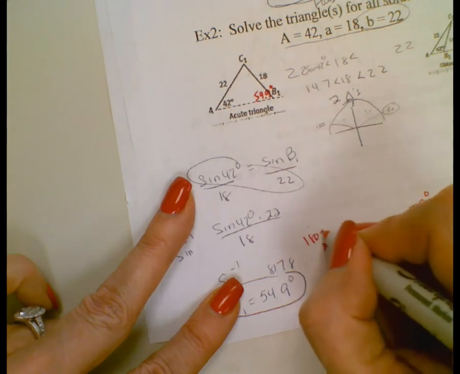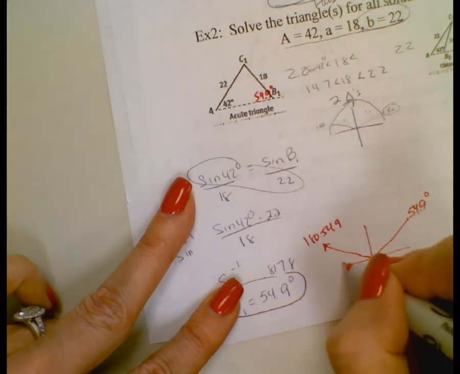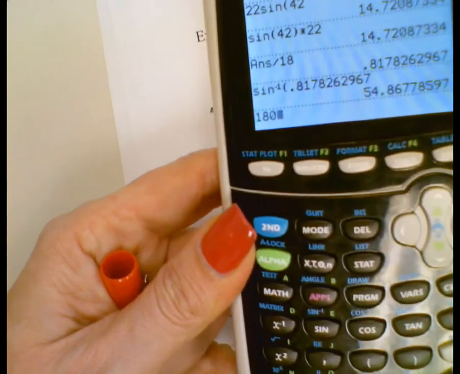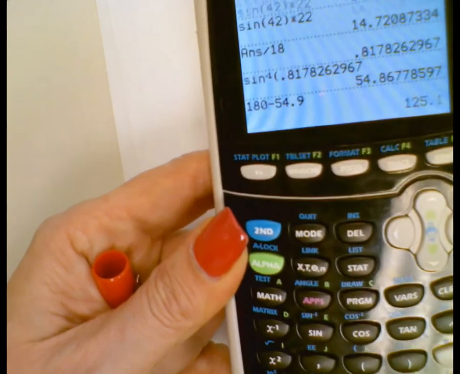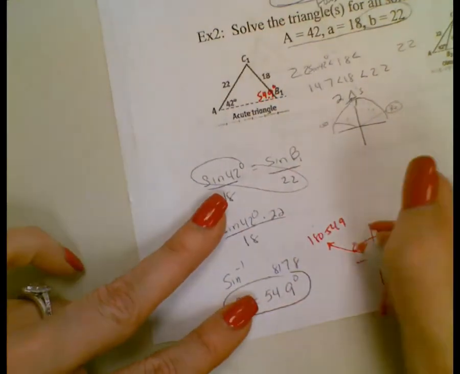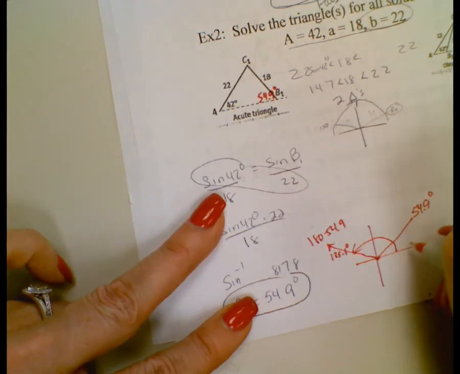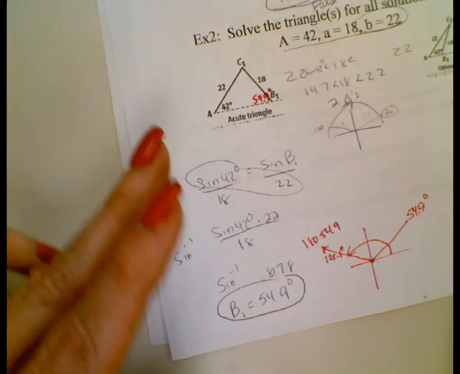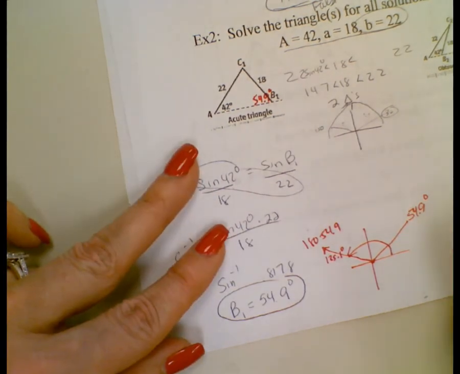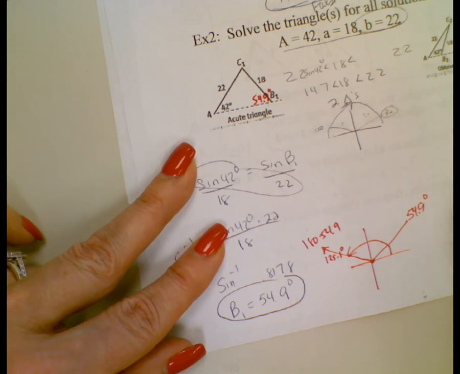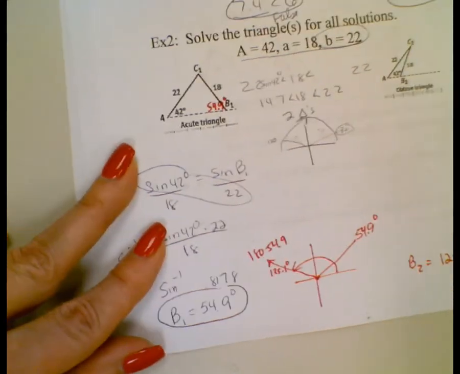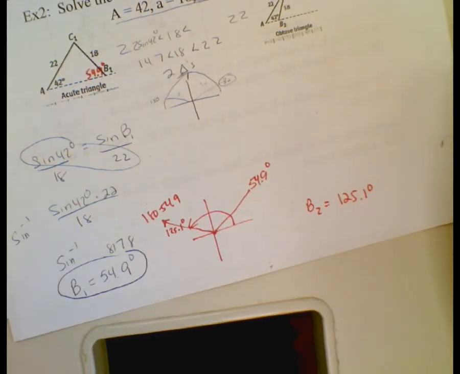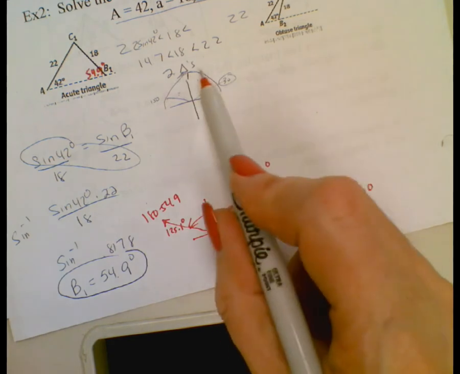So you're going to take 180 minus 54.9 to figure out what this angle right here is. So 180 minus 54.9 is 125.1. So 125.1 is at this angle and 54.9. But if you did the sine of both, these are the exact same value. So they're interchangeable. So right away, B2 is going to be 125.1 degrees. We've already found our other B without doing any law of sines or anything. You should just know that sine is positive in the first and second quadrant.